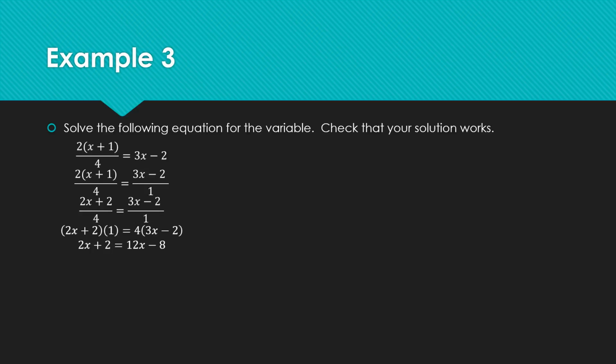Left side, nothing to be done. 2x plus 2 times 1 is just 2x plus 2. And then the right side, when we distribute that 4 through, we're going to get 12x minus 8. So now, sometimes you may, if you want to avoid negative numbers, want to bring the x, or your variable, it may not be x, it could be t like we saw in the first one, to the larger x.